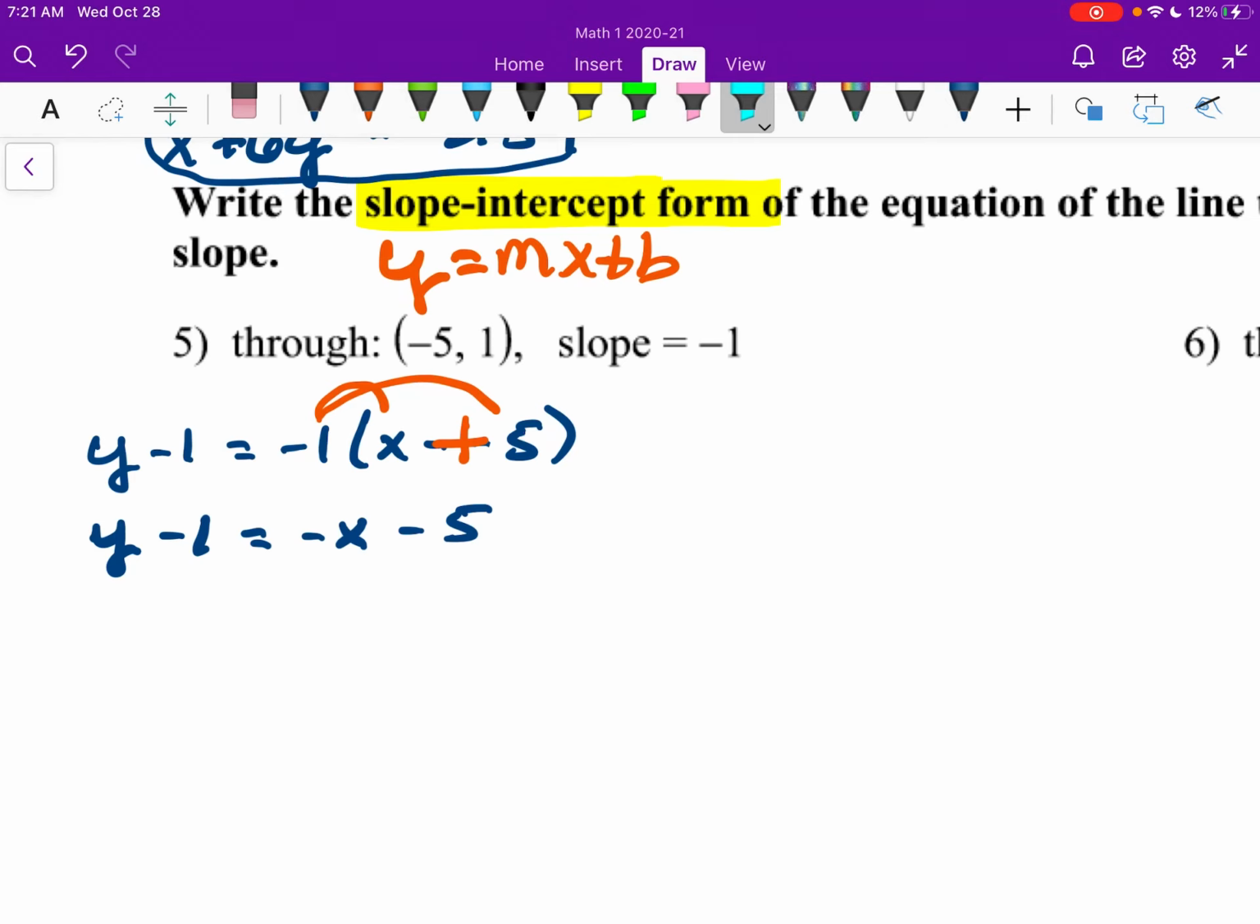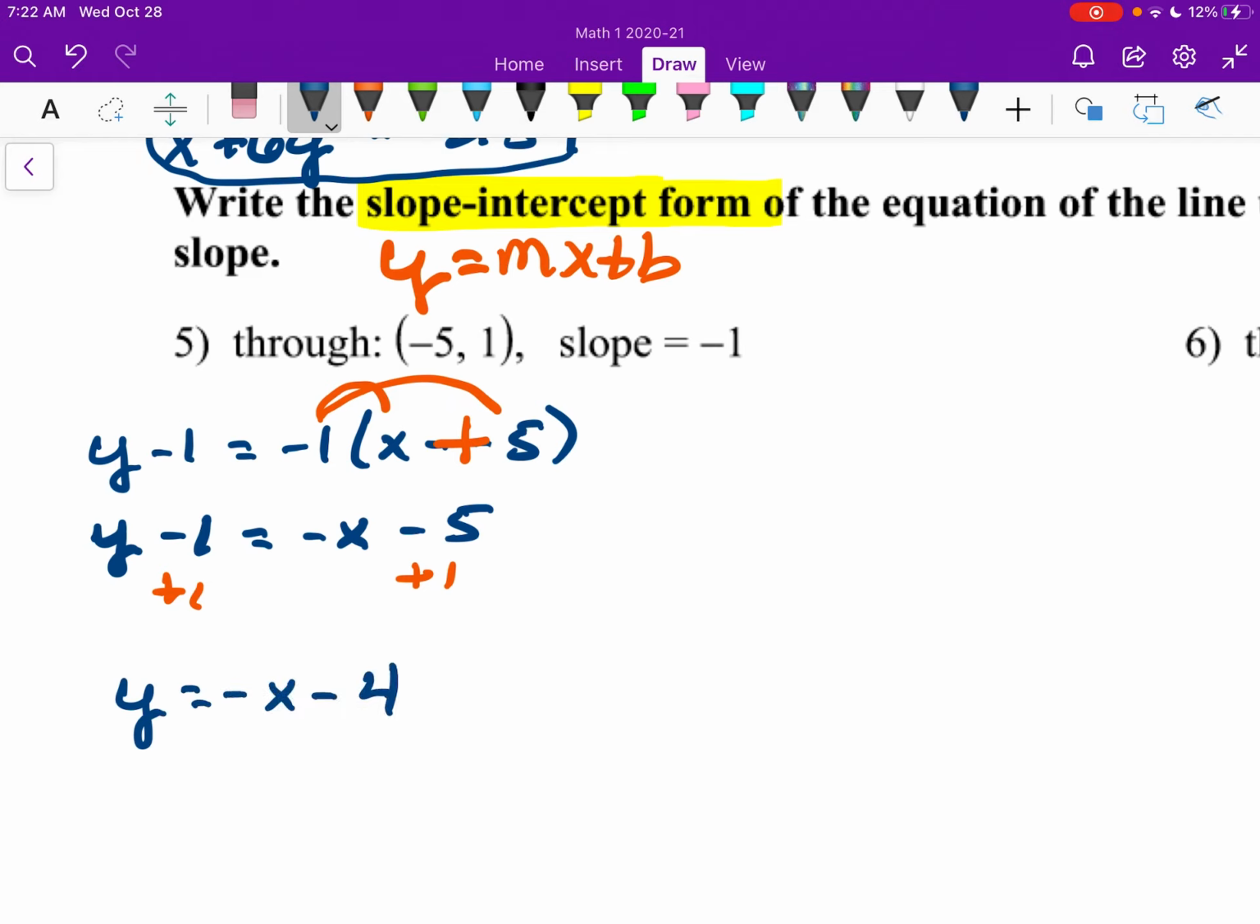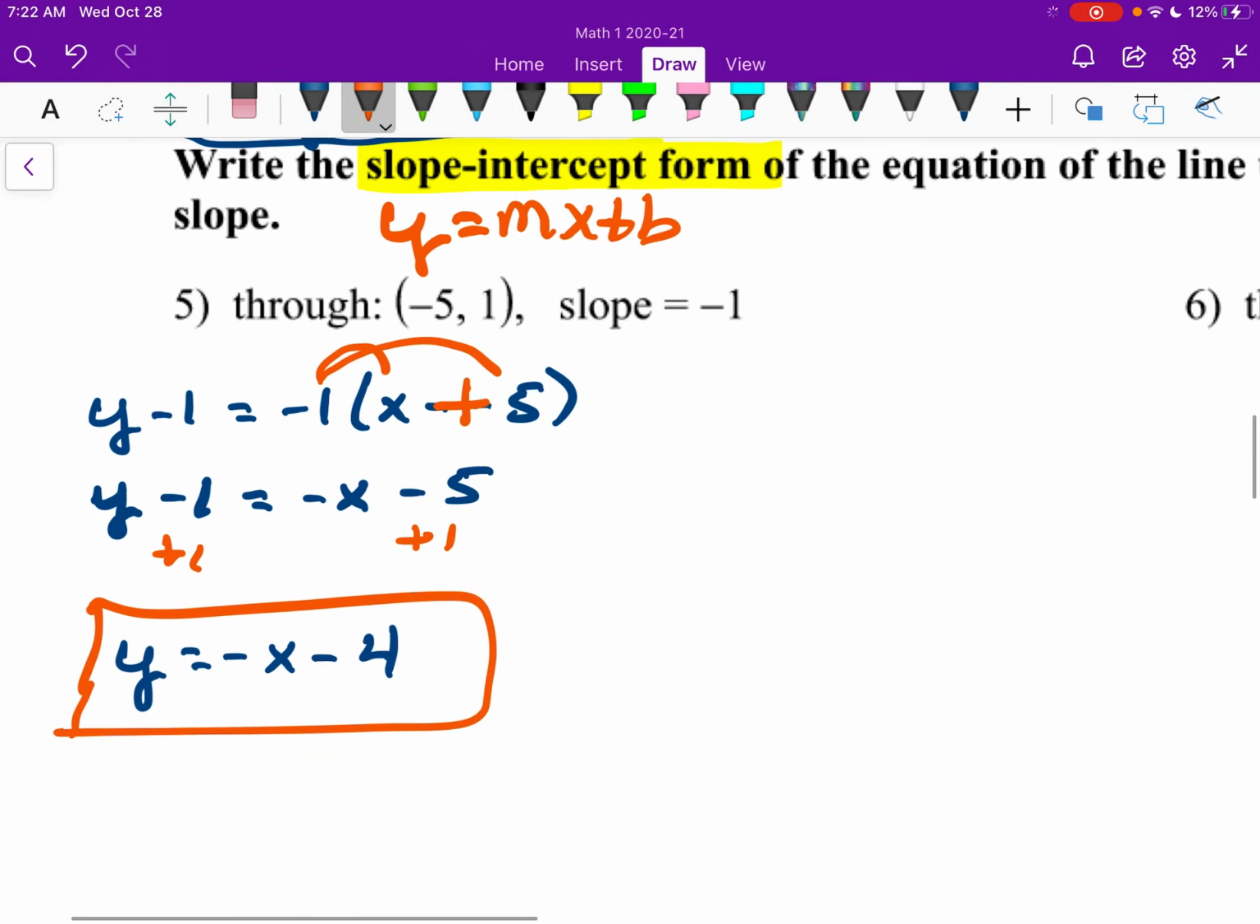Now, I'm trying to make it look like y equals mx plus b. So I want to get my y by itself. I'm going to add 1 to both sides, and I get y equals negative x minus 4. And there we are. That's it.